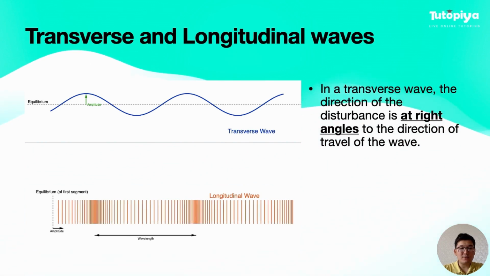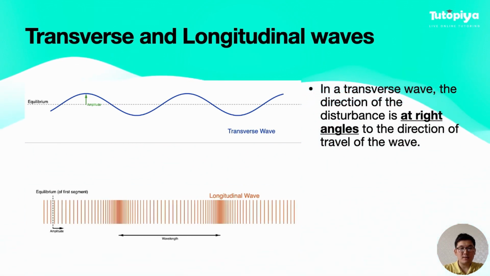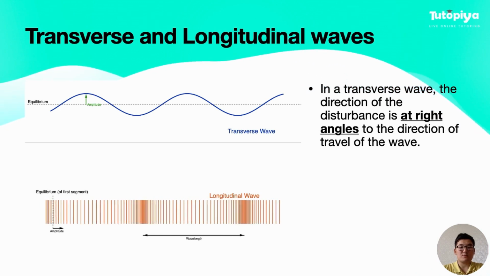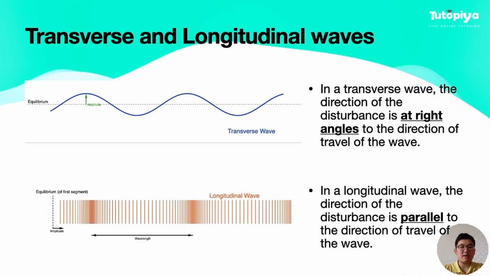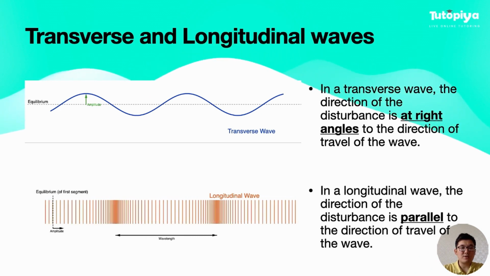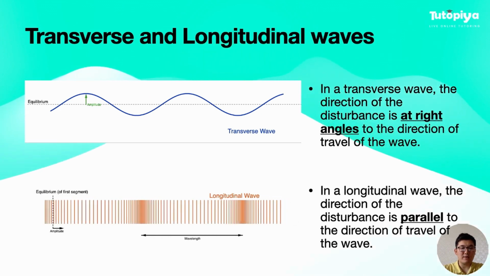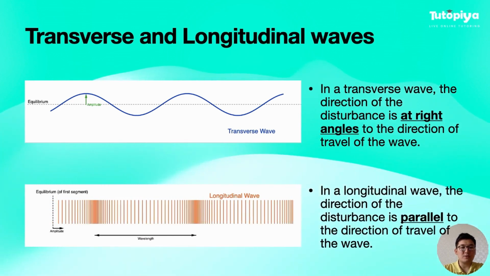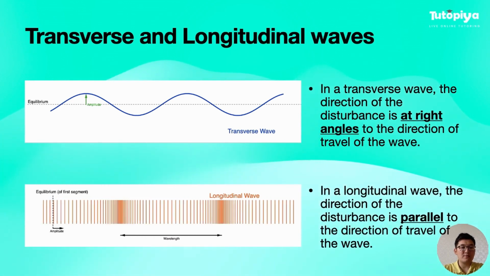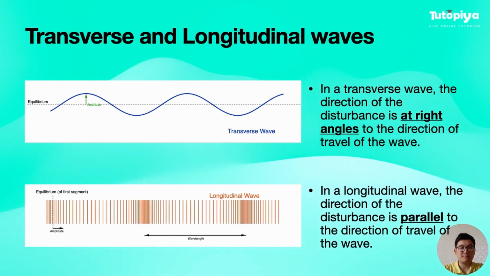In the second video, you can see that the wave is also traveling to the right, but now the particles oscillate right and left. When the direction of the disturbance is parallel to the wave, it is called a longitudinal wave. All sound waves are longitudinal.